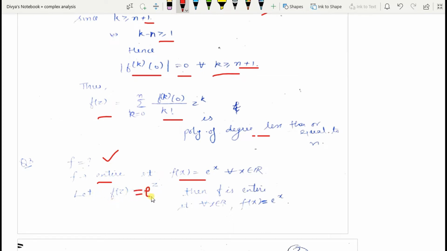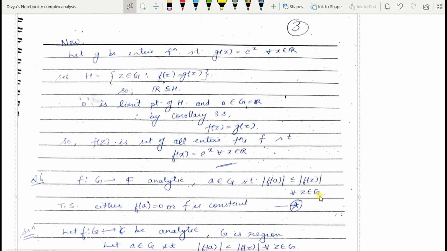Now to find that f, let f(z) be equal to e to the power z. That is our main assumption that we can make first-hand. If f(x) is equal to e to the power x, then we can assume f(z) is equal to e to the power z, and let us see how we go from there. Now since f(z) is equal to e to the power z, f is entire, and f(x) is equal to e to the power x for x belonging to the real line. Clear? Now we have to show that f is that function.